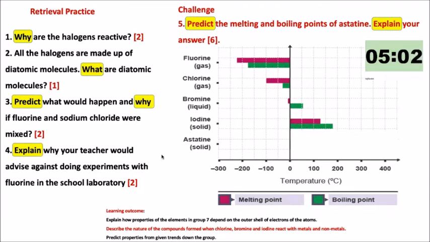Okay, question 5, there are 6 marks available. Once you've predicted the melting and boiling points, make sure that you explain your answer. So 1 mark goes to predicting both melting and boiling points, and 5 marks go to explaining your answer. So there are 2 things that you need to do over there.